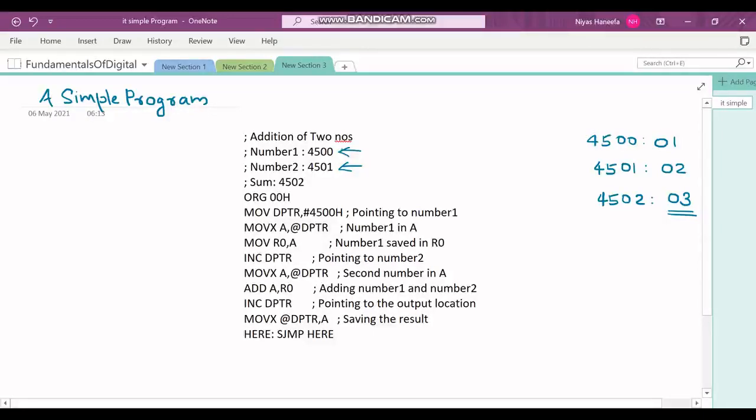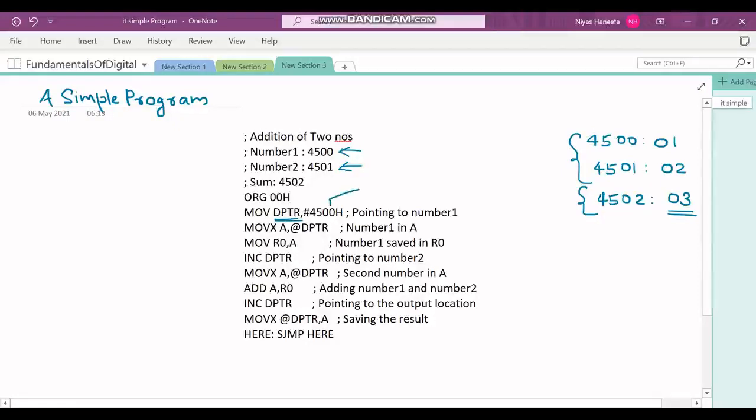I'll just briefly explain about the program. The instruction set I will be sharing with you. Since this is external memory, the inputs are going to be saved in external memory and the output is going to be saved in external memory. You have to use a register DPTR. So that is the first thing.